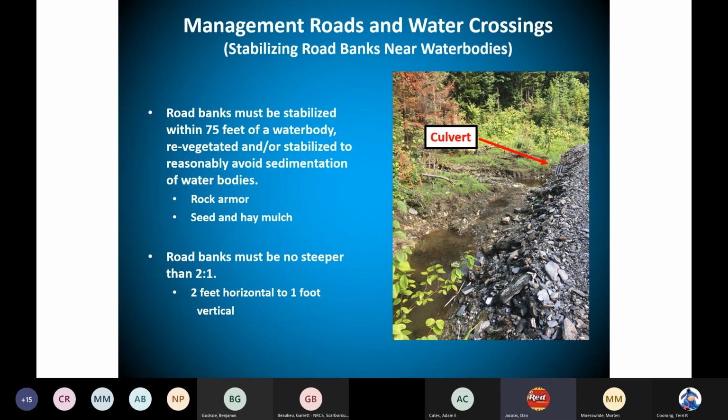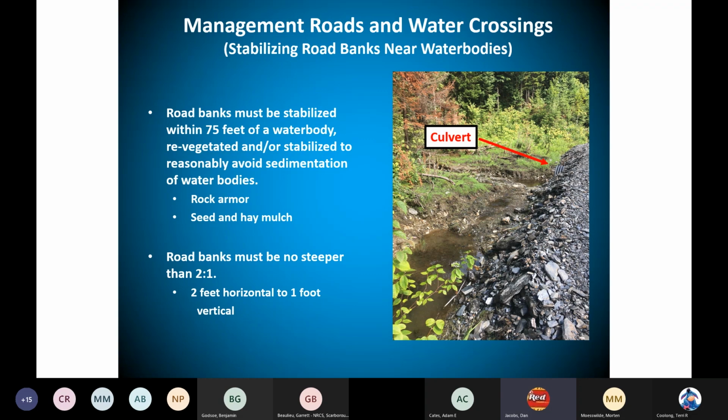The banks of this road need to be stabilized, and that means either with rock armor or vegetated so that they're stable. They also need to be built at a 2-to-1 slope. So here you see rock armor, seed with hay mulch, and a 2-to-1 slope. And they need to be stable within 75 feet of the water body. That's the key.